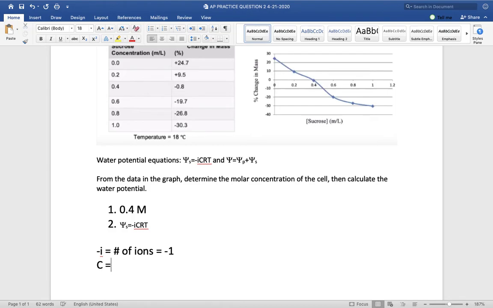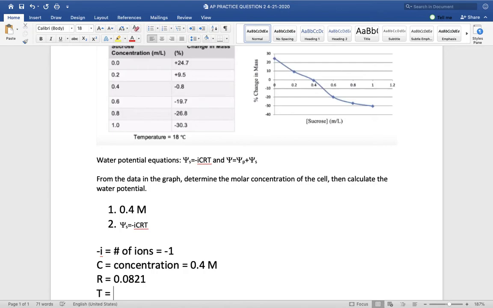C is the molarity, or the concentration. I'll just put concentration. In this case, that comes from our graph, 0.4. R, I should probably have given to you ahead of time, and it will always be given to you. It's a constant that will be given to you on the AP test. It's always 0.0821, the same R constant that was used for the ideal gas law in chemistry, for PV equals nRT.